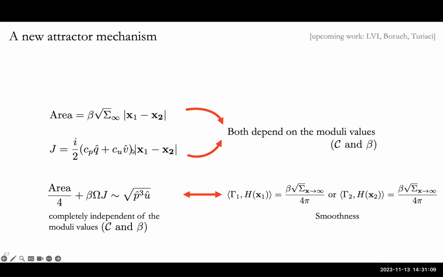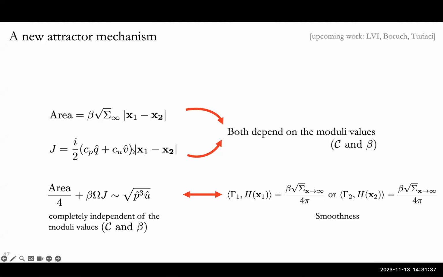Just like before, it has an area and an angular momentum. The area and angular momentum, once again, both have complicated dependence on the moduli values. They depend both on beta and on the values of the scalar fields at infinity that are captured through that function C that appeared in the harmonic function H.